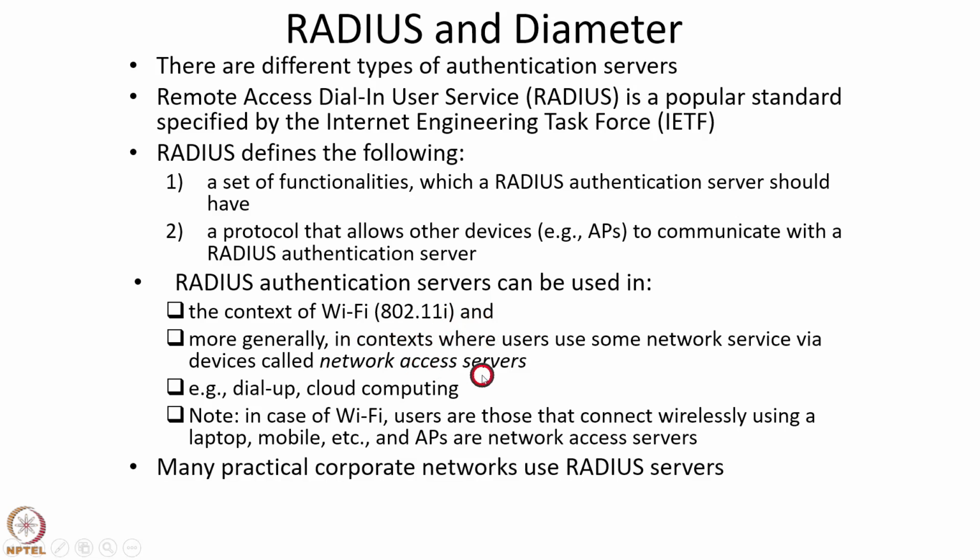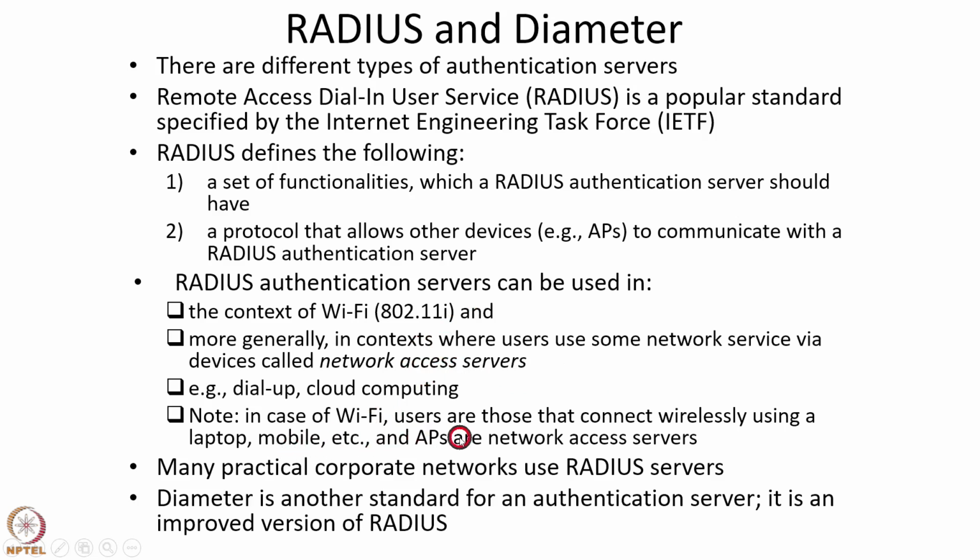Many practical corporate networks use Radius servers, and Diameter is another standard for an authentication server, and it is an improved version of Radius. Diameter is not an abbreviation, but it's derived from the term radius. Since diameter is double the radius, it denotes that Diameter is an improved version of Radius. So Diameter is another authentication server that can be used.